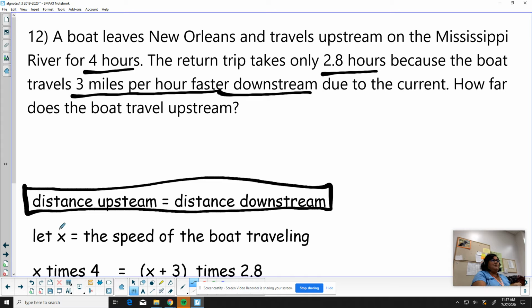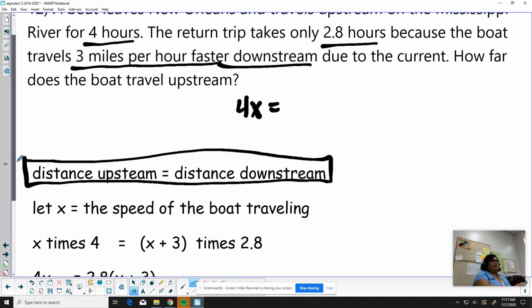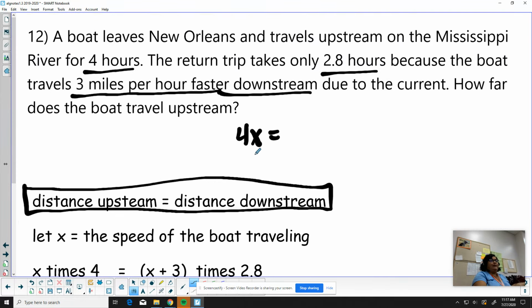Okay, and we're going to let x be the speed of the boat traveling. So the distance going upstream on the Mississippi River is 4x. And on the way back, it's 3 miles per hour faster, and it takes 2.8 hours total. So it's going to be x plus 3, and then the 2.8 is going to be out front. So your hours go up front, and then how much faster it is goes inside with the speed because it's 3 miles per hour faster.